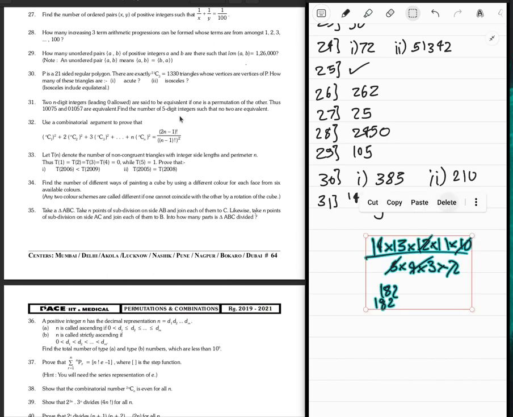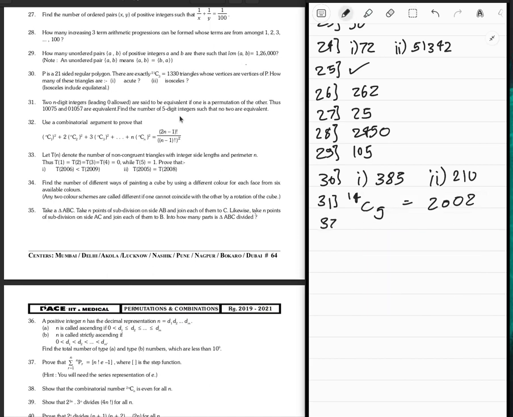32. Use a combinatorial argument to prove that this is equal to (2n-1)! over ((n-1)!) squared. So nC1 squared plus 2 times nC2 squared, and a 3 over there and so on. Interesting. And we have to prove this using a combinatorial argument.